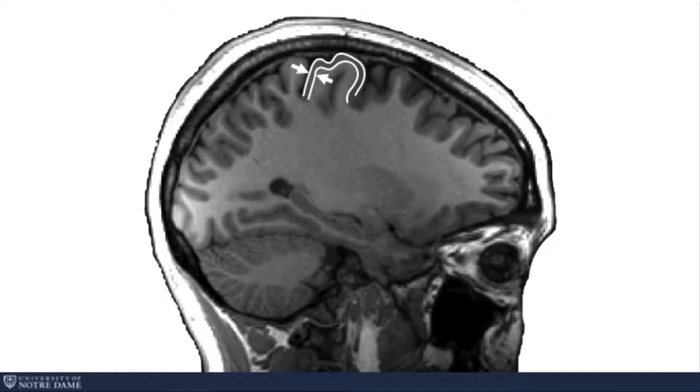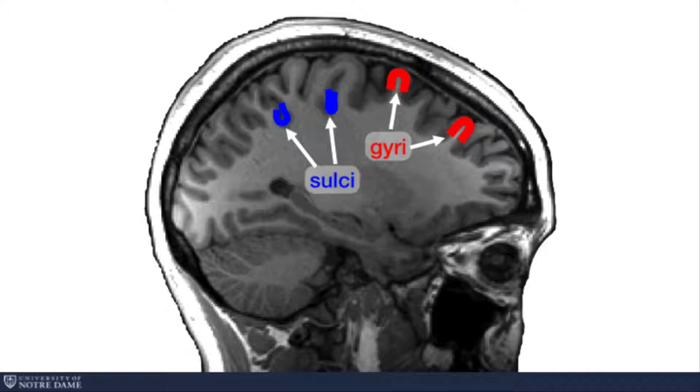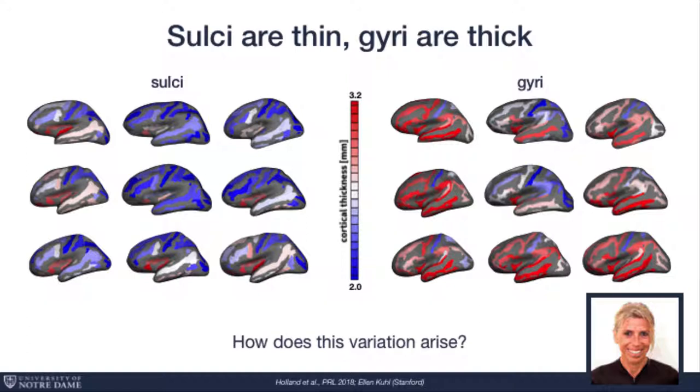The cortex, as it folds, forms sulci, which are the valleys of the folds, and gyri, which are the peaks of the folds, basically. So, sulci and gyri there. There's this consistent pattern in brains that we see very consistently within individuals and between individuals: sulci tend to be thin and gyri thick.